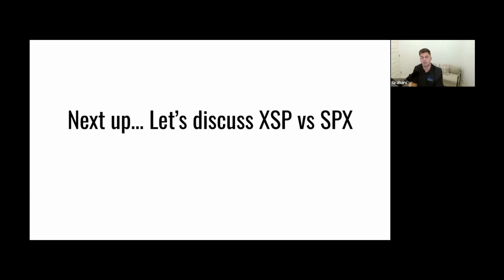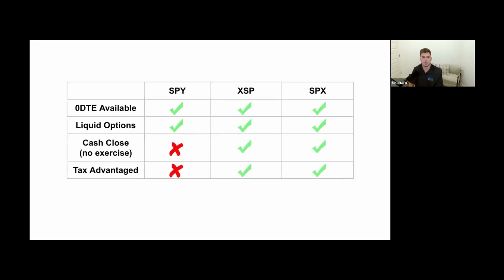Next up, we're going to discuss XSP versus SPX, and SPY as well. So again, SPY is the main ticker. Everybody knows about the SPY, S&P 500. XSP and SPX are the option only trading version of those. There's no underlying shares, so you can't go buy and invest in XSP shares. There's only options. So that works for us for a few things.